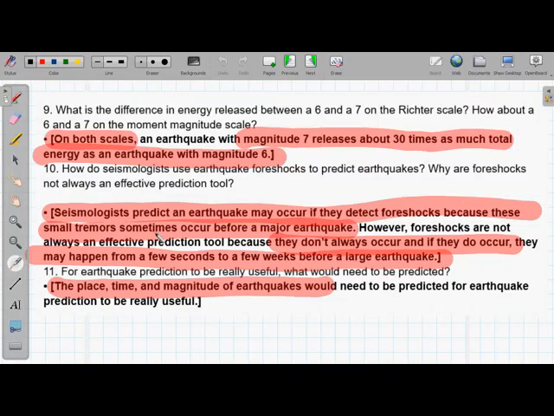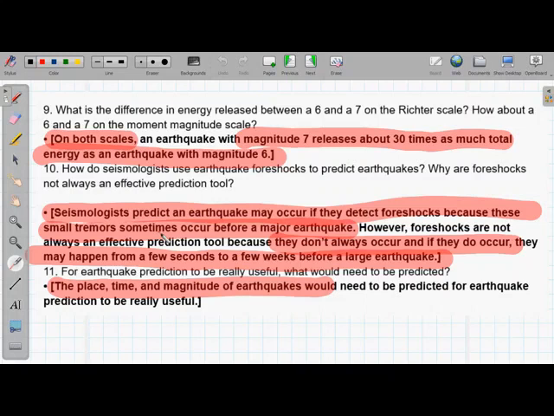Now, foreshocks are tremors that usually precede a major earthquake. But the thing is, if you have small tremors and then a big earthquake, then we call those small tremors foreshocks. But if you just have the small tremors and no major earthquake, then it's just a small earthquake, right? So they don't always precede a major earthquake. And even when they do, we don't know.